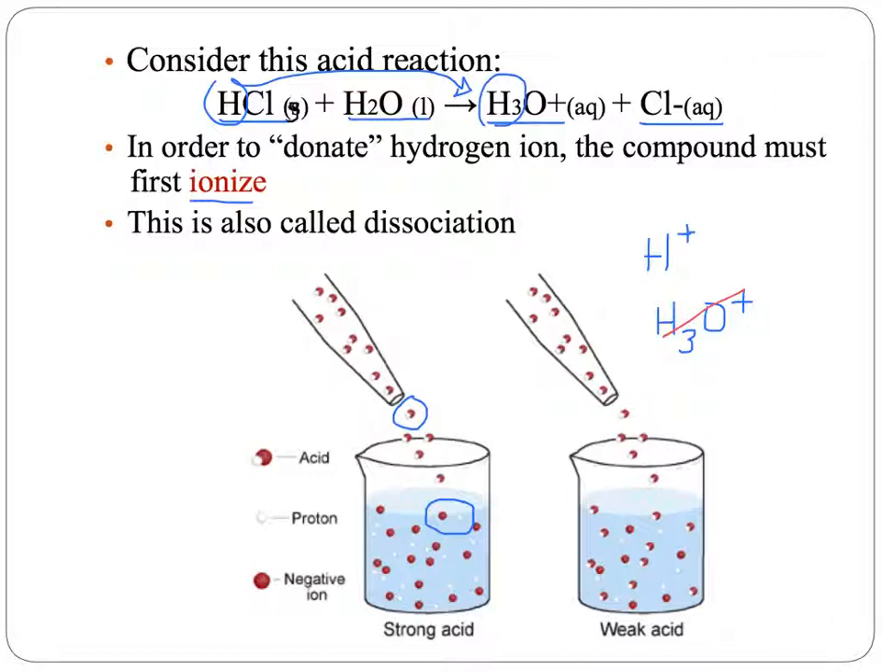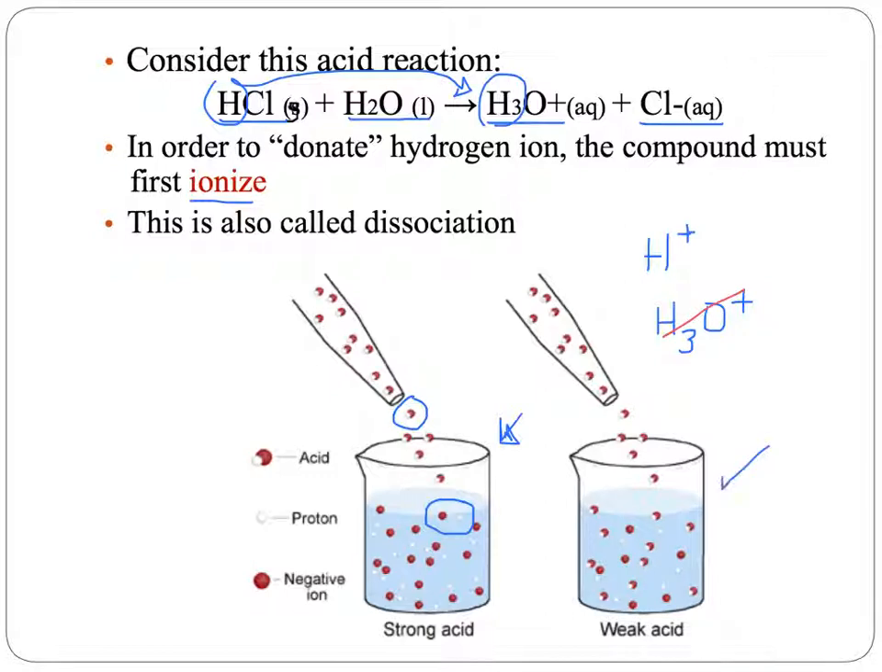So in the case of a strong acid, which is this beaker here on the left, you can see that you have a high degree of ionization or a high level of dissociation, that actually 100% of the acid molecules that fall into that water are dissociating, are ionizing into the separate negative and positive ions.